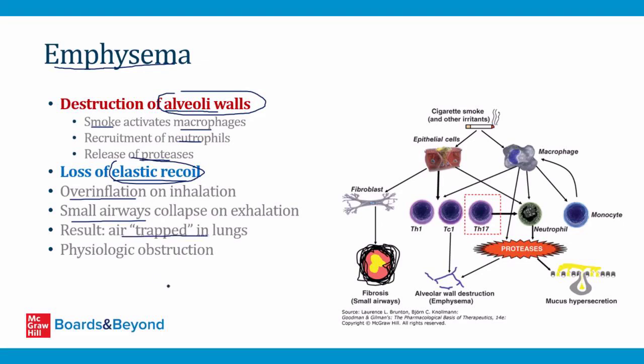And importantly, this will cause obstruction, but what can be confusing to understand as a student is it's a physiologic obstruction. So it's not like chronic bronchitis where there are thickened airway walls and mucus causing obstruction. In this case, it's a physiologic obstruction. It's because the airways are collapsing on exhalation because they don't have the normal amount of elastic recoil.